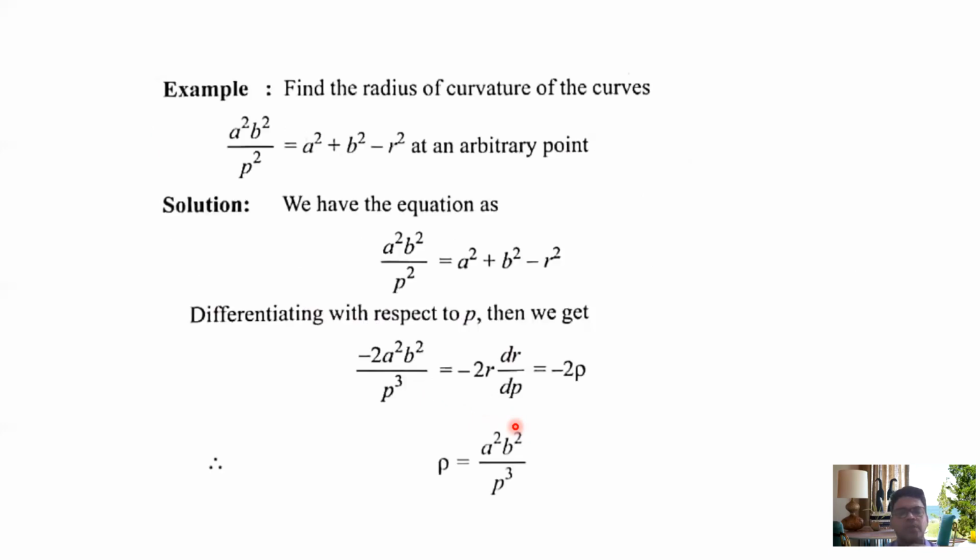Now try to understand. This is also a very important example for you. Find the radius of curvature of the curve a²b²/p² is equal to a² plus b² minus r² at an arbitrary point. Here p is the perpendicular distance from the origin to the curve. So we have the equation a²b²/p² is equal to a² plus b² minus r². Differentiating with respect to p, then we get, try to understand.